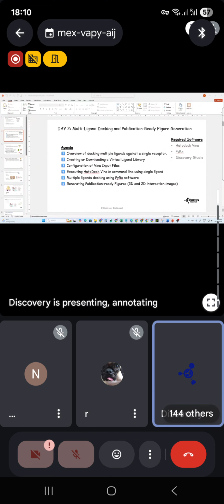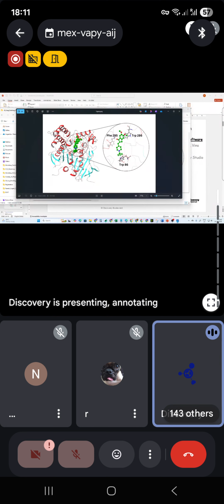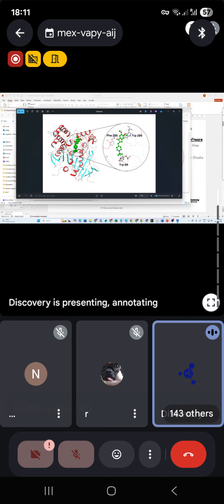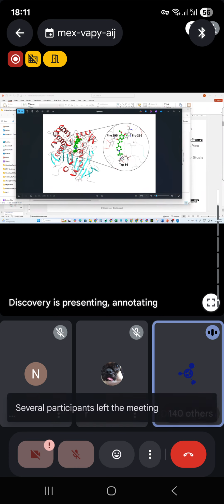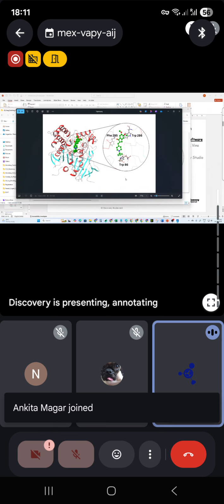Just to show you a glimpse, we will be creating a figure something like this. Okay, this will be all free software we'll be using. In this figure, we used Maestro, but tomorrow we'll be using Discovery Studio, and similar to this format, we'll be generating a 2D interaction as well as a 3D interaction. Here only the 3D interaction is showing, but we'll generate two interaction images, magnified. Okay, so one with 2D and one with 3D.